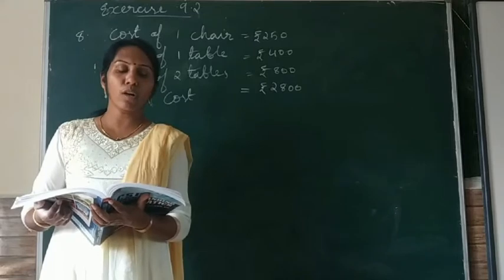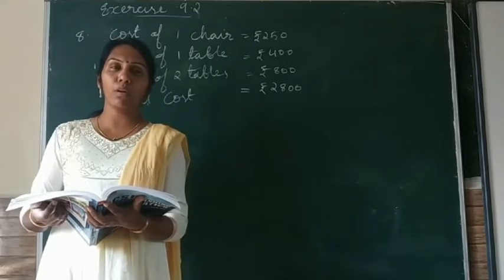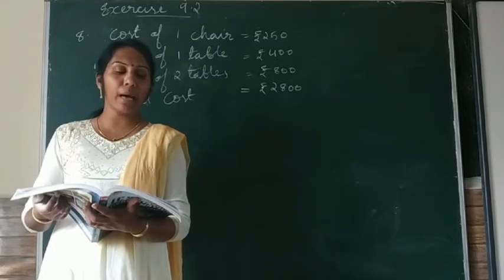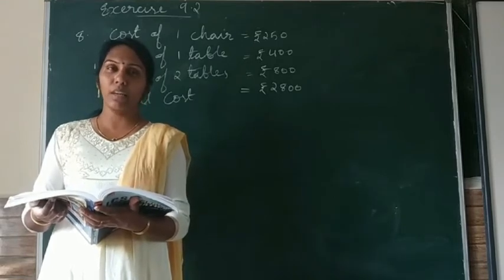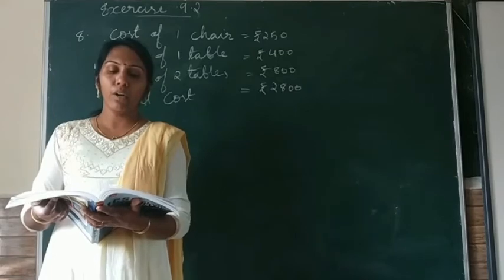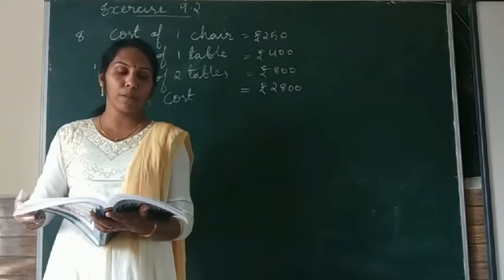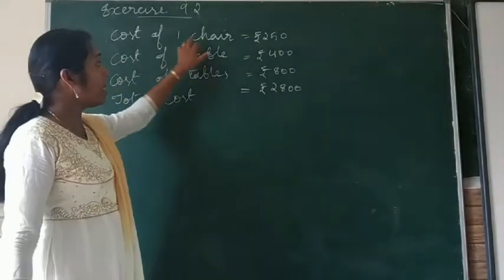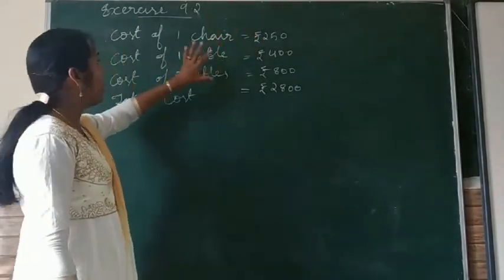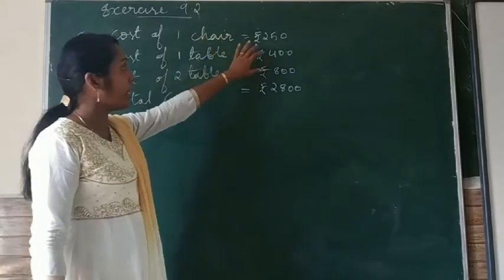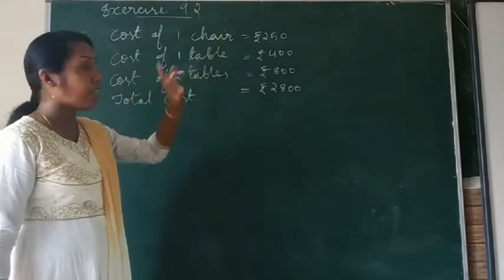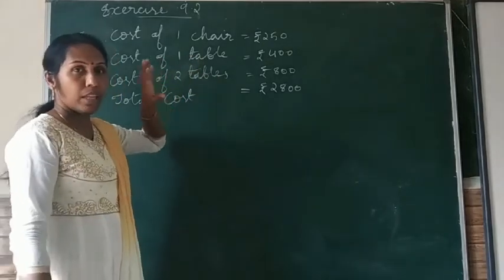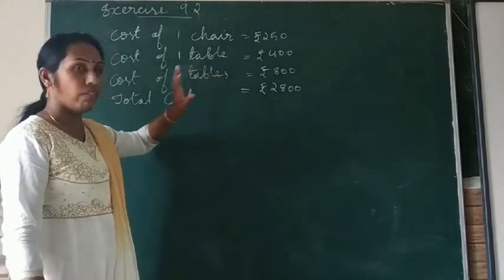A chair costs rupees 250 and a table costs rupees 400. If a housewife purchased a certain number of chairs and 2 tables for rupees 2800, find the number of chairs she purchased. So here these are the given values. Cost of one chair is rupees 250. Cost of one table is also given, that is rupees 400, and it is also given that 2 tables are purchased. 2 tables and some chairs. The number of chairs is not given, that we have to find out.